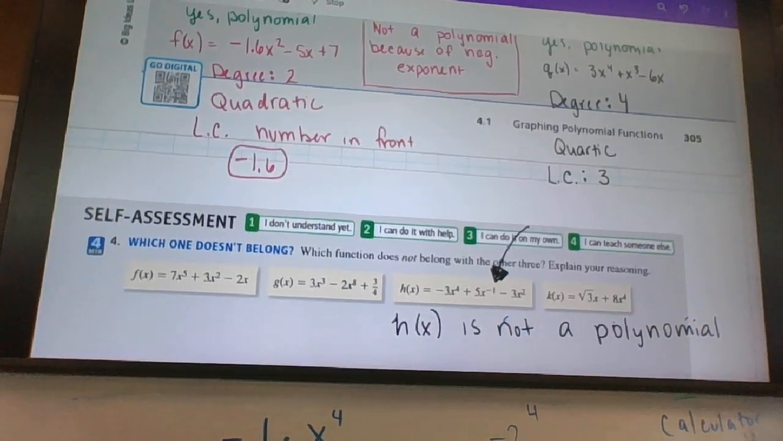Alright, h of x does not belong because it's not a polynomial.